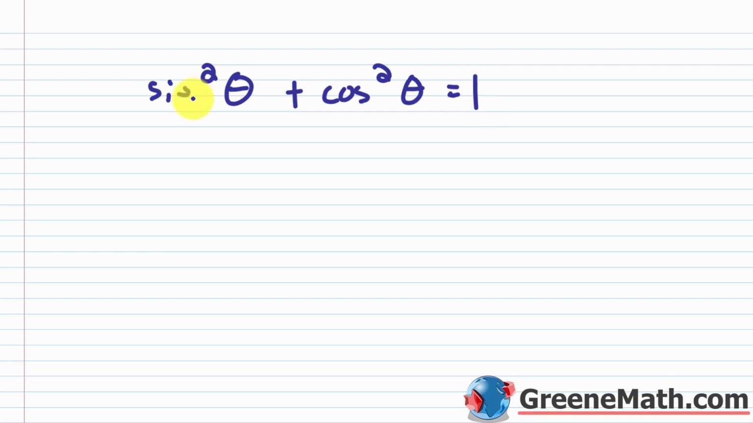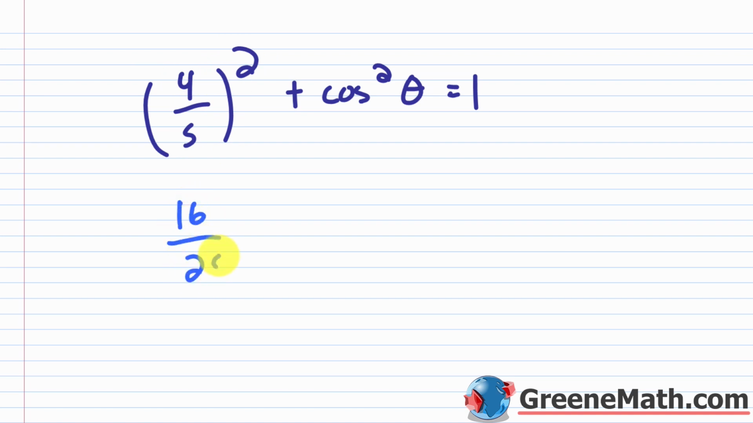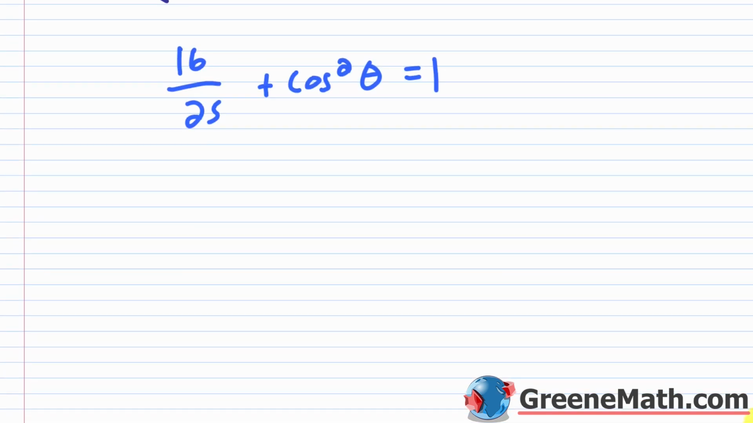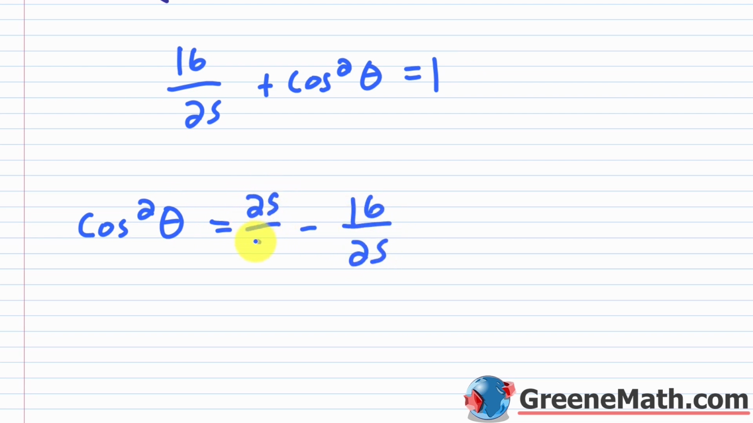I can plug in here a 4/5, and this is going to be squared. So this ends up being 16 over 25 plus the cosine squared theta is equal to 1. I'm just going to move this over here. Let me scroll down a little bit. I'm going to say that cosine squared theta is equal to, if I subtract this away from each side, 1 minus 16 over 25. If I make this 25 over 25, then 25 minus 16 is 9, so you would have 9/25. But now the issue is I want cosine of theta, not cosine squared theta. So basically I need to square root each side.